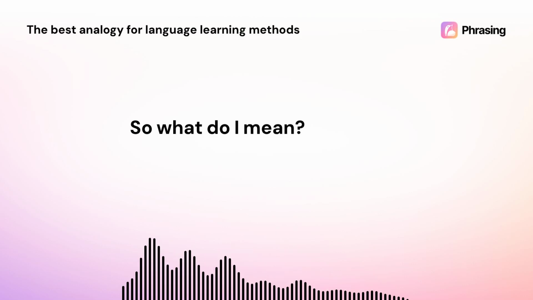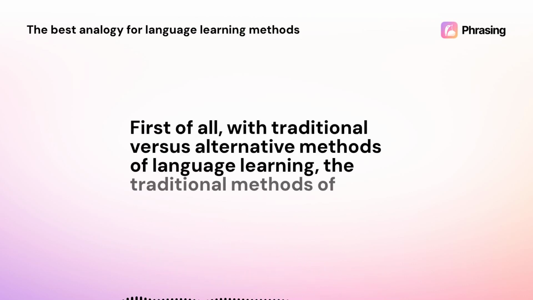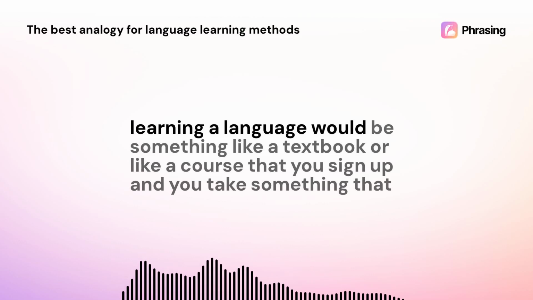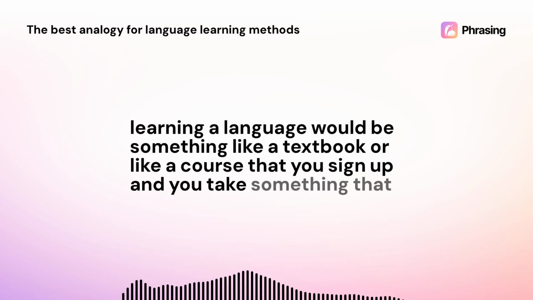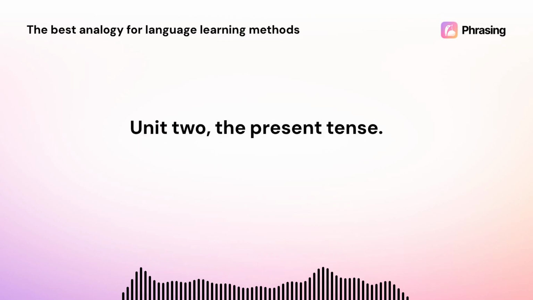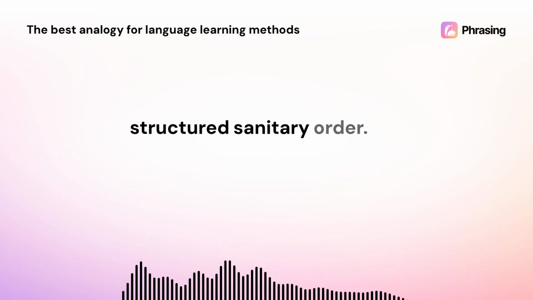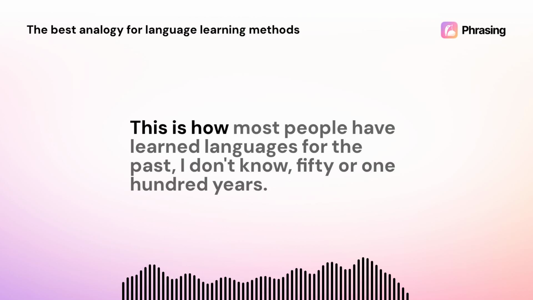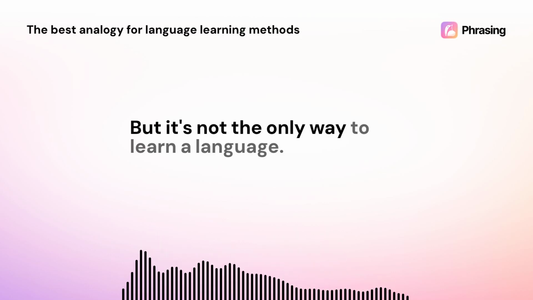So what do I mean, first of all, with traditional versus alternative methods of language learning? The traditional methods of learning a language would be something like a textbook or like a course that you sign up and you take, something that has a Unit 1. We're going to talk about greetings. Unit 2, the present tense. You go through all these different conjugation tables. You learn all these grammar rules and you learn them in a structured, sanitary order. This is how most people have learned languages for the past 50 or 100 years, but it's not the only way to learn a language.